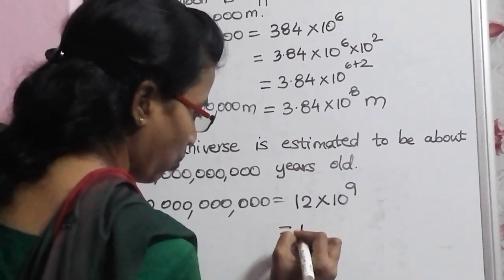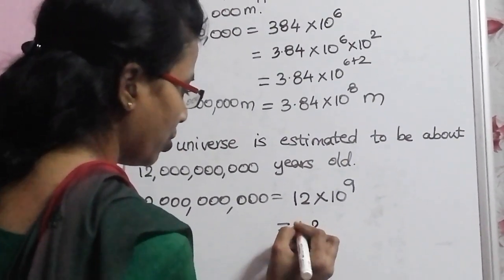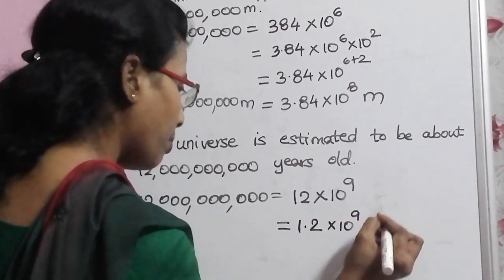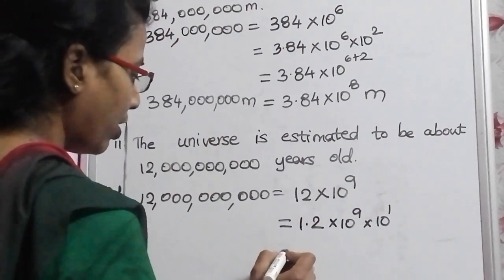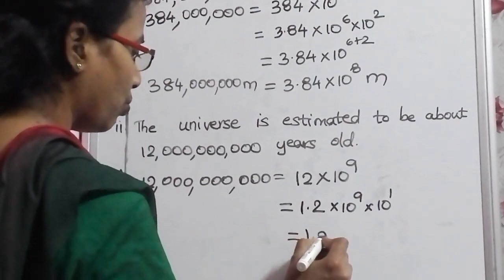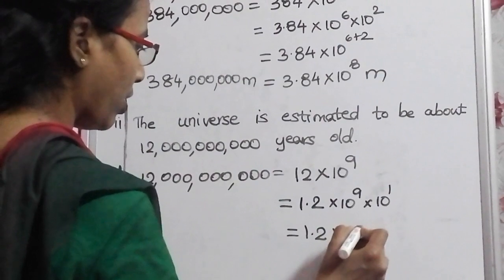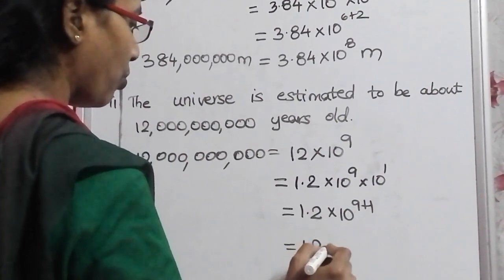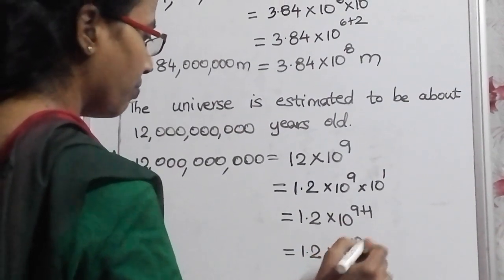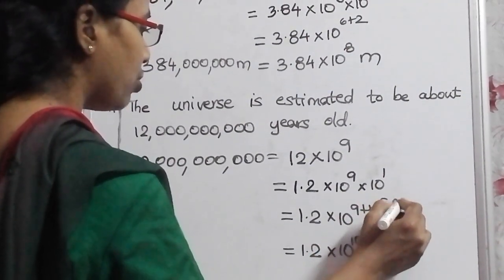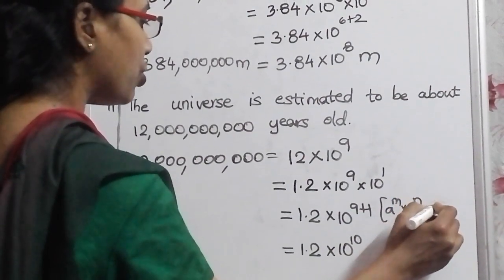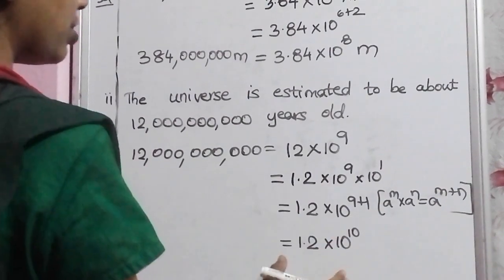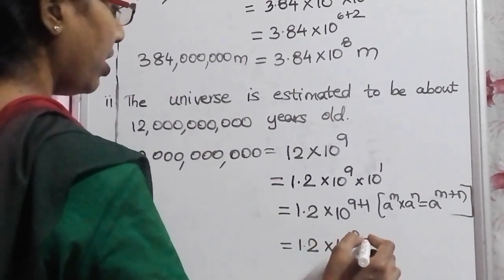So let us take 1.2. How many digits are there after the point? There is only one number, so it is 10 to the power 1. So this is equal to 1.2 into 10 to the power 9 plus 1, so 1.2 into 10 to the power 10. Which formula did we use? A to the power m into a to the power n is equal to a to the power m plus n. Understood this?